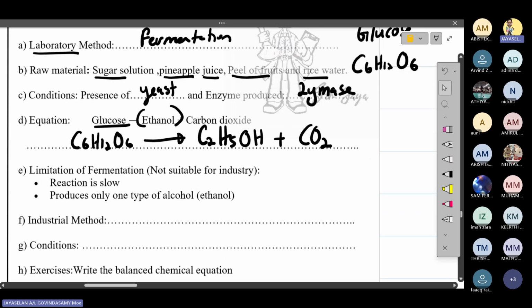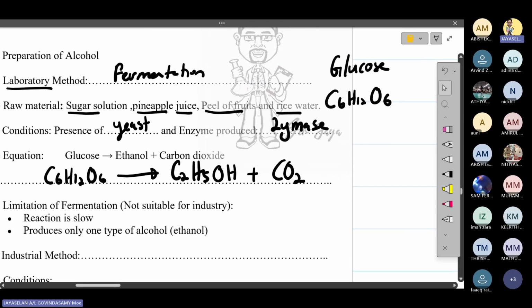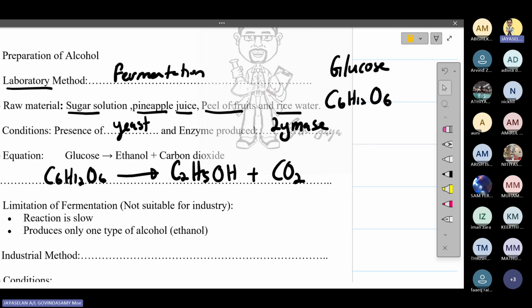So how to balance this equation? Very simple. Ingat, wajib hafal benda ni. I give you time to copy down this and try to balance this equation. If you want to balance the equation, very simple. Calculate total hydrogen on your right hand side. Okay, copy ready. Kira hydrogen, we have total 6 hydrogen. Here we have total 12 hydrogen. So balance by putting 2. So 6 times 2, 12. So hydrogen already balanced. Any question?